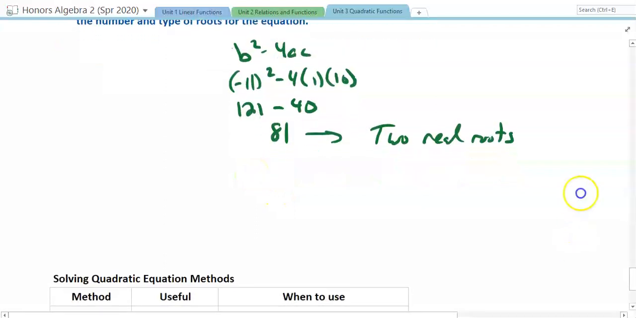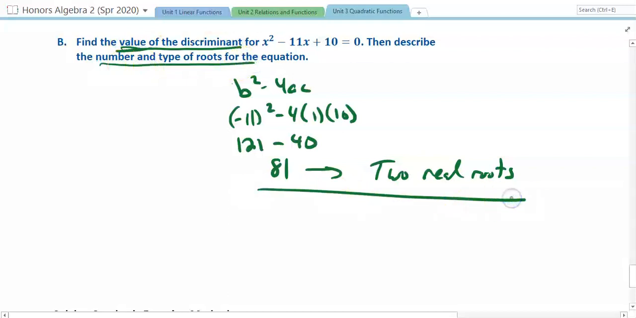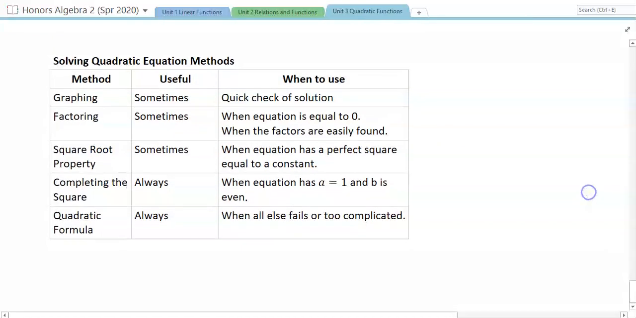And again, we could go into the quadratic formula and find out those solutions. But again, this question was just what is the value of the discriminant and the number and types of roots. So that's where we stop there. Okay, and so the last thing we're going to look at is just kind of reviewing this entire chapter so far. Our 5 different methods that we've talked about.